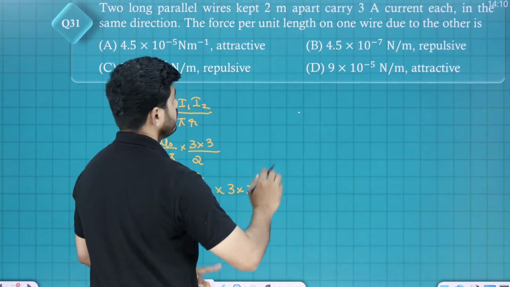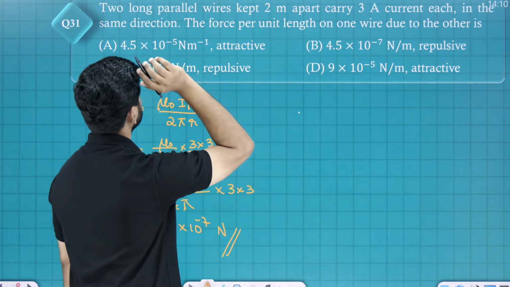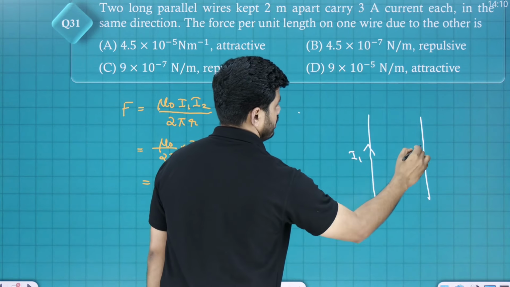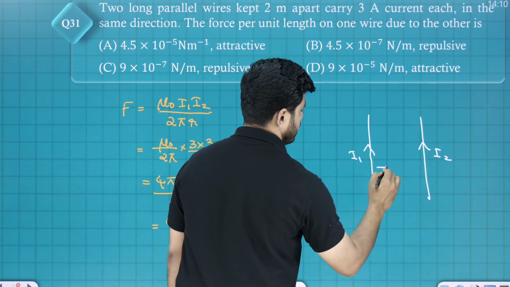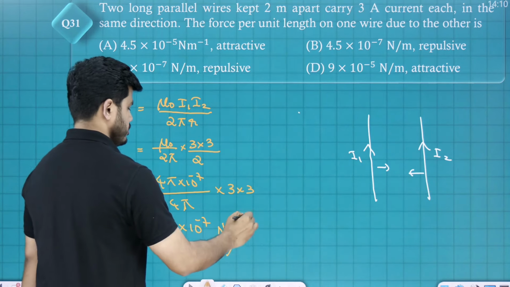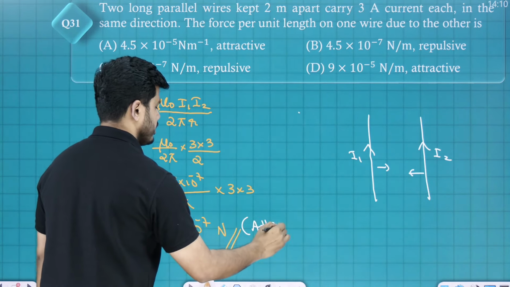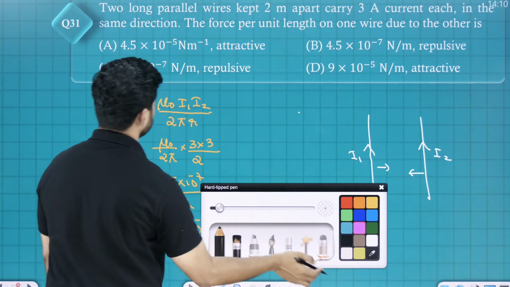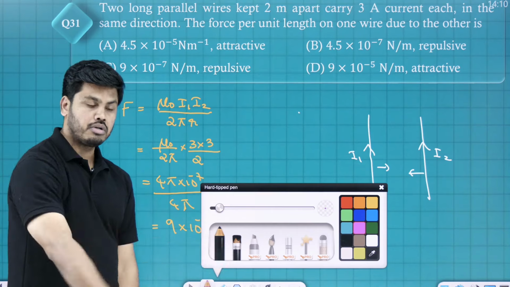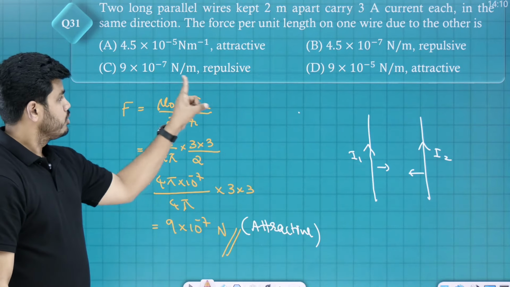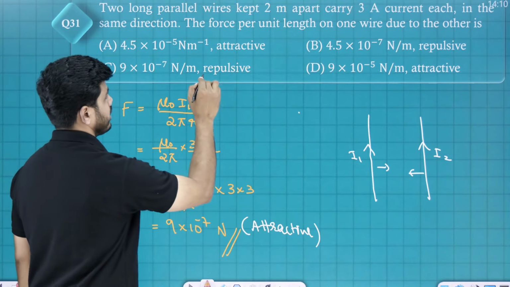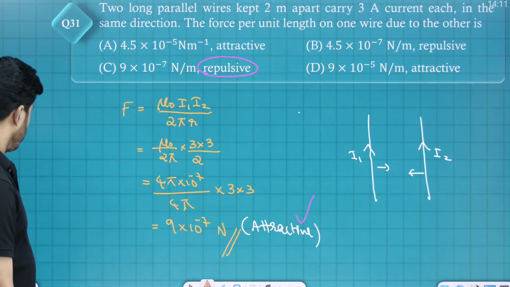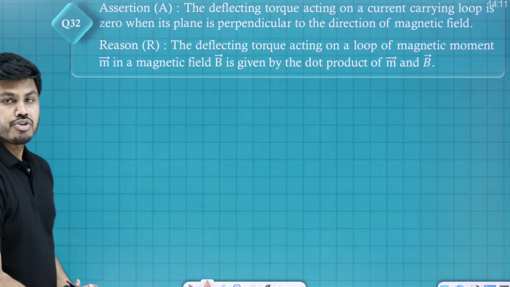So for this question, I think we check the direction of current. Currents are in the same direction. See, I1 and I2, both of them are in the same direction. Then the force is supposed to be attractive. In this paper, the options given were wrong, and 1 mark was awarded to everyone because of this mistake. It's supposed to be attractive here instead of repulsive. So this is the answer correctly. Okay, right. Next one, assertion reason statement.